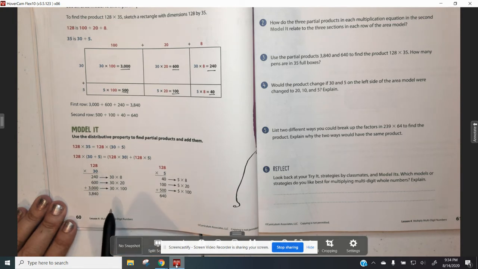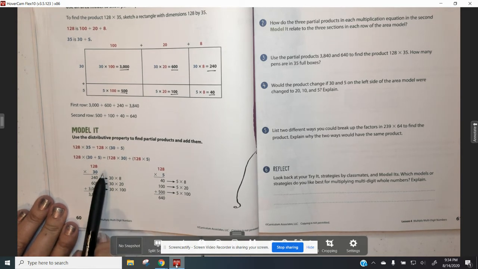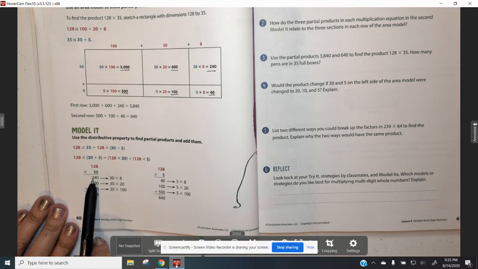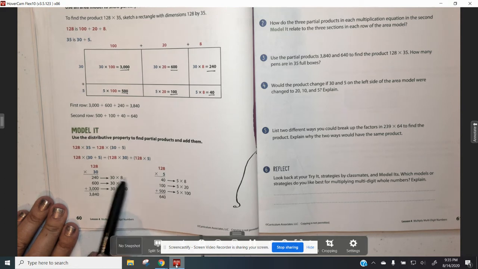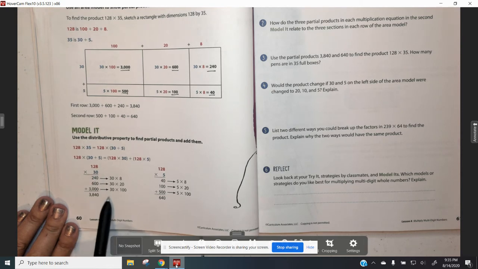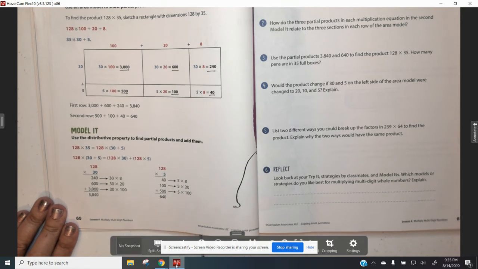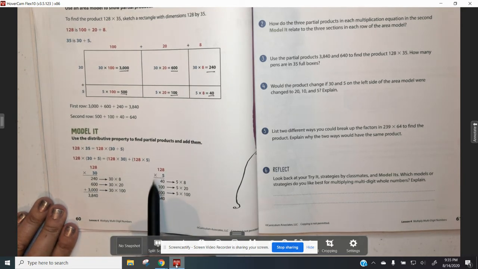So here is a way that you could use expanded form or the distributive property to find partial products and add them. I'm going to show you a method a little bit different than this, but what they did here is I'm just going to show you how to do it all in one big long line. So they did 128 times 30. They did first 30 times 8, then 30 times 20, because the 2 is in the tens place, and then 30 times 100. Then they did 5 times 8, which is 40, 5 times 20, which is 100, and then 5 times 100, which is 500. And all of these are partial products.